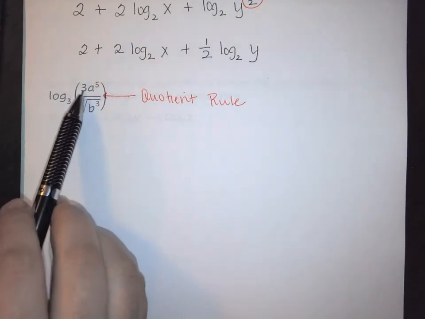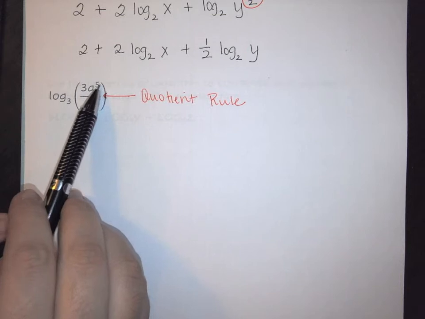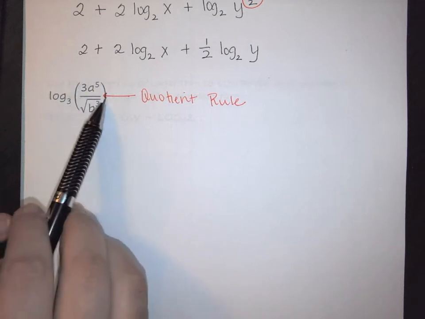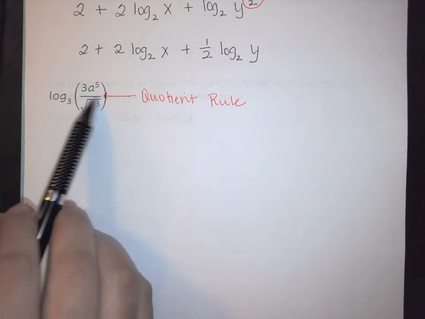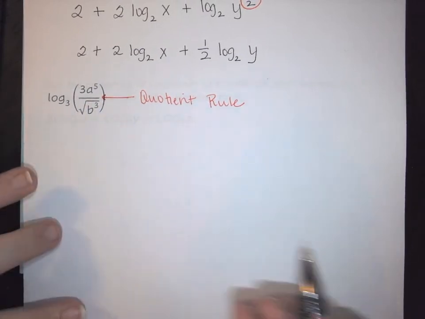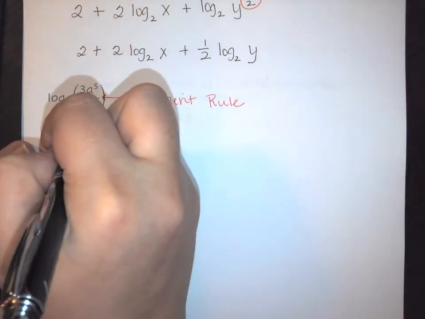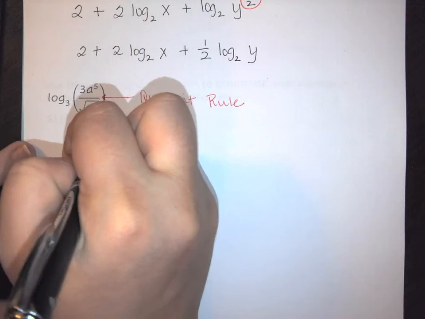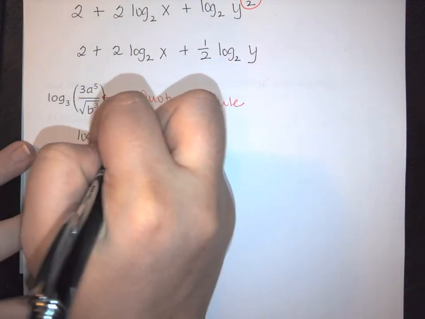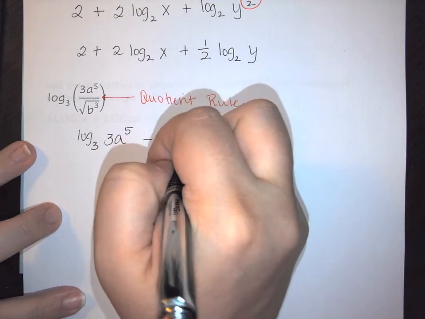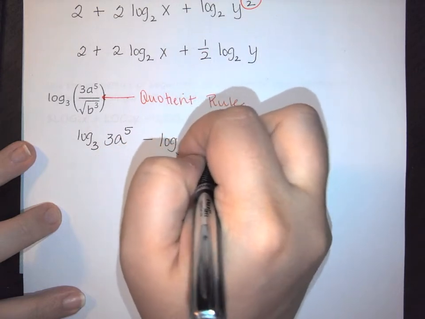I have 3 times a to the 5th on the top, and I have the square root of b cubed on the bottom. But the biggest rule I have here is my quotient rule. That's where I need to start. Your quotient rule says you have to subtract. So this becomes the log base 3 of 3a to the 5th, and we are going to subtract from that the log base 3 of the square root of b cubed.